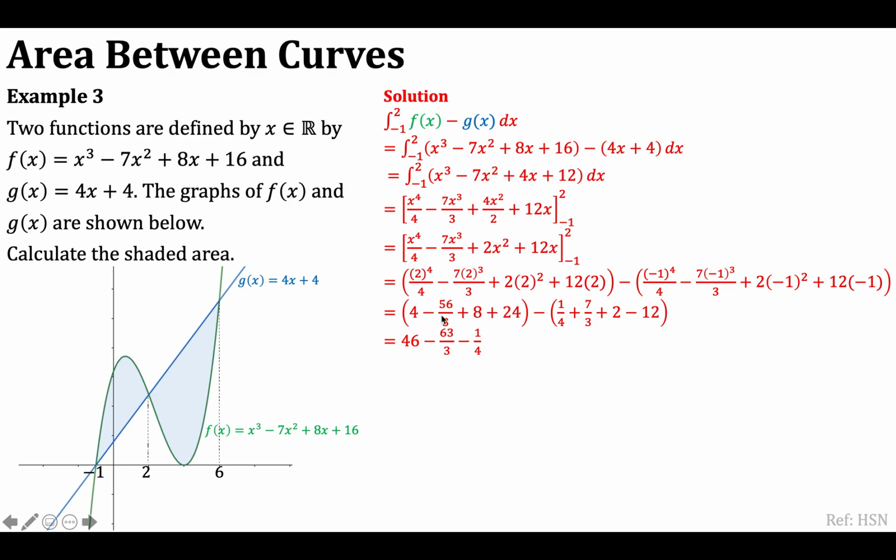I've then got -56 thirds, and I'm subtracting 7 thirds to give me -63 thirds, and then I've got this -1/4 here as well. I can see that 63 thirds gives me 21, so I've got 46 minus 21 minus 1/4. 46 minus 21 is 25, and 25 minus 1/4 is 24 3/4 square units.